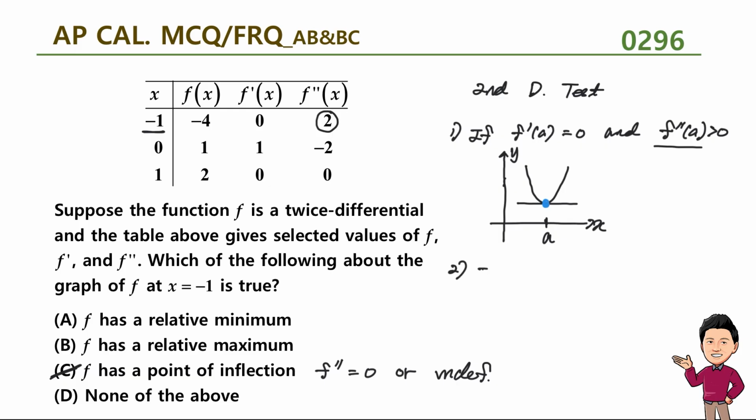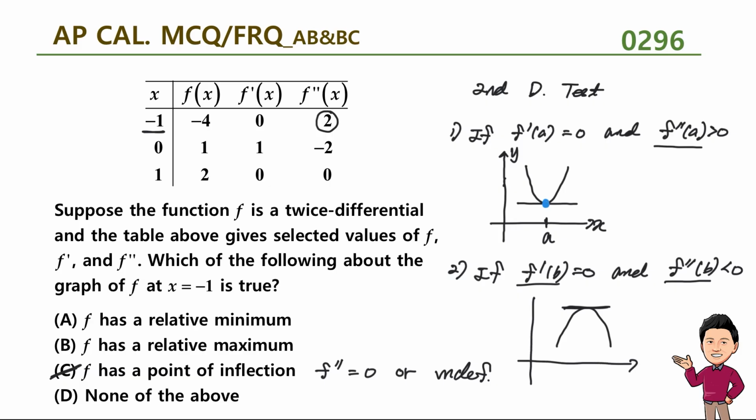Number 2, if f prime B is equal to 0 and f double prime of B is negative, then what happens? Since f double prime is negative, the graph of f is concave down, right? And slope is 0. Then we have relative maximum at x equal B, right? Does that make sense? So that's the second derivative test.